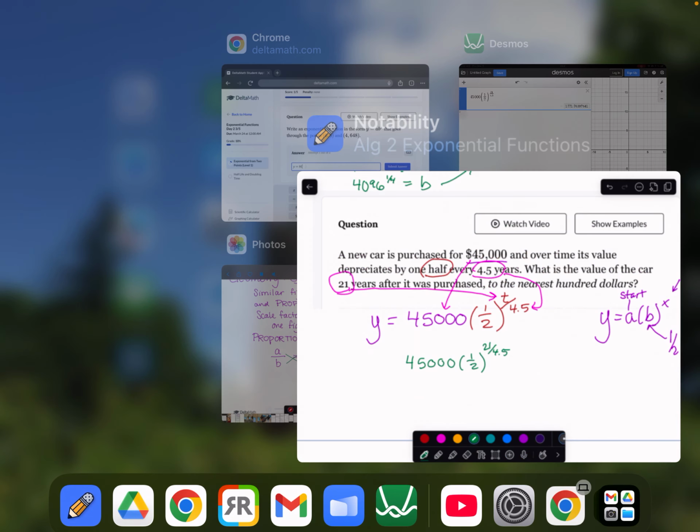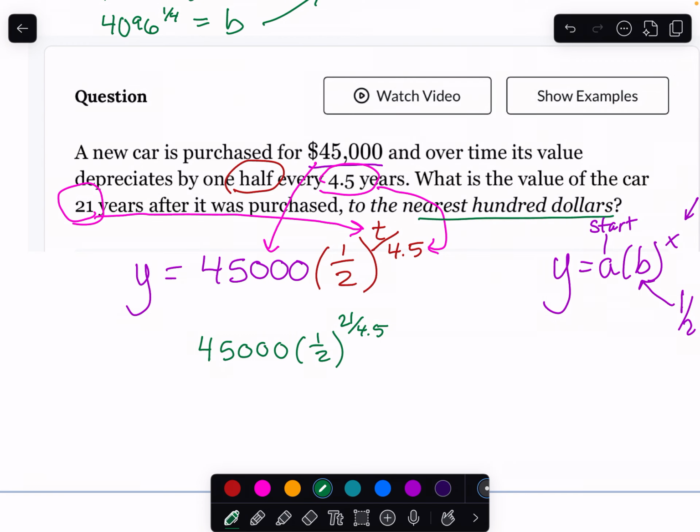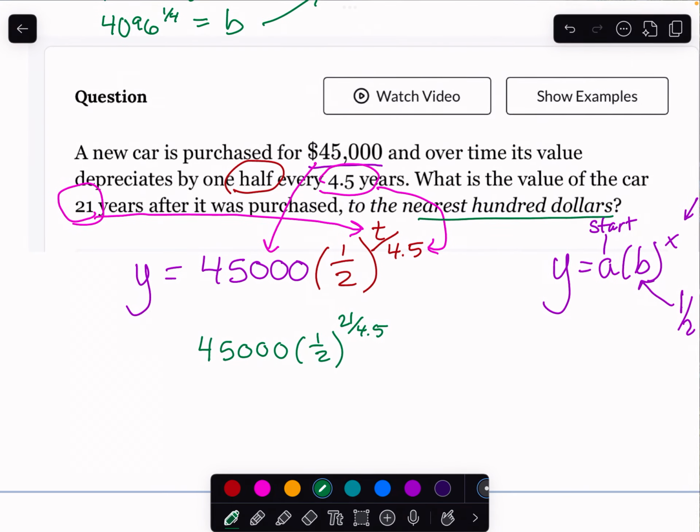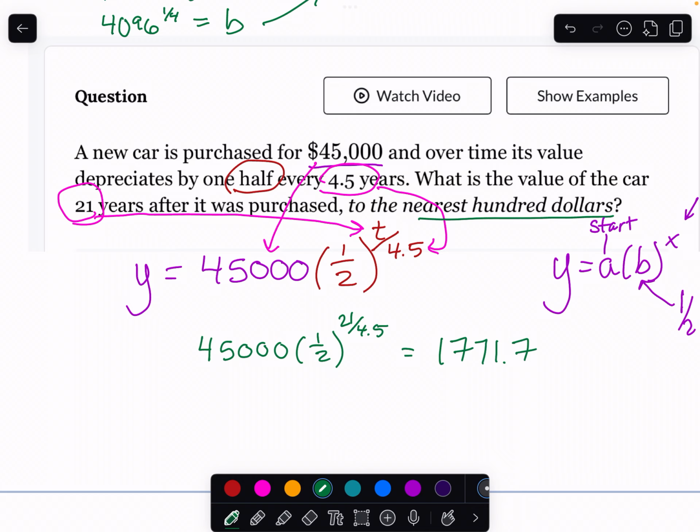Oh, to the nearest $100. So I said it was 177,176, but we want it to the nearest $100. So this is the hundreds place right here, this 7. So since it's 7 after that, we're going to go up 1. So 1800. There we go. That's what I will enter in for the answer. 1800.